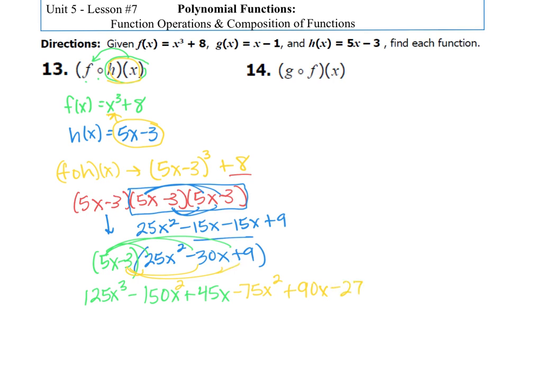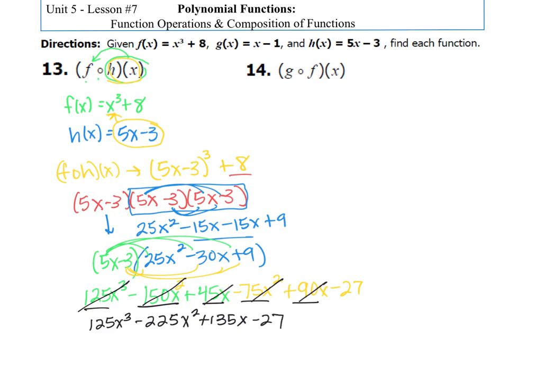So we have some like terms to combine here before we can move on. I start with my 125x cubed. There's no other x cubed, so it comes down. Sorry if you noticed that I forgot to put that squared on at the beginning, but we found it. Happens. Negative 150 and negative 75 make negative 225x squared. 45x's and 90x's make positive 135x, and then minus 27.